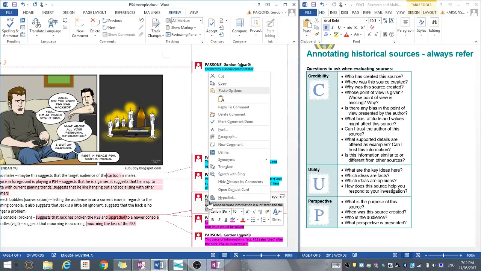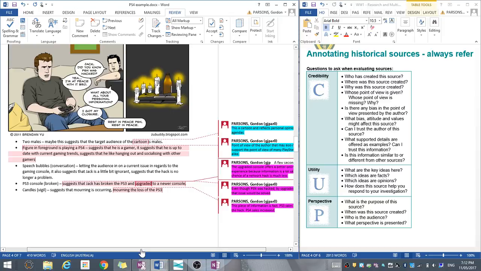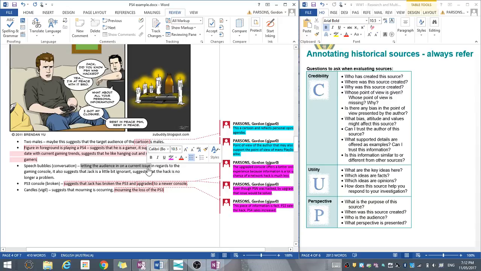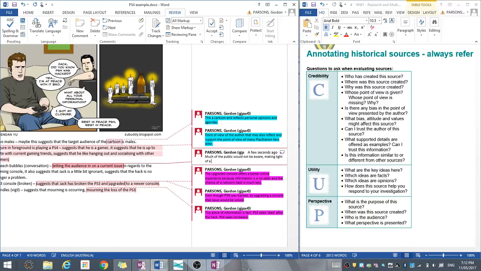Okay, so we've got 3 points of utility here. What we're going to do now is move on to perspective. So what is the purpose of this source? Now, the third dot point there probably gives us the information that we need. So it's letting us in on a current issue in regards to a PlayStation. So let's add a comment. It's making the public, or much of the public wouldn't have been aware of this, and it's also making light of a real threat to personal security.